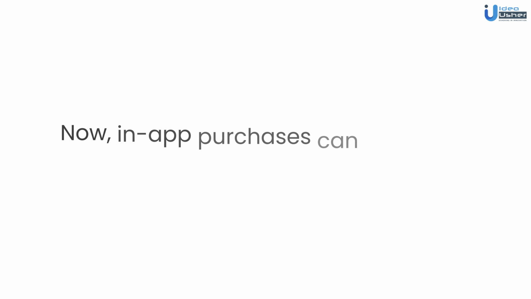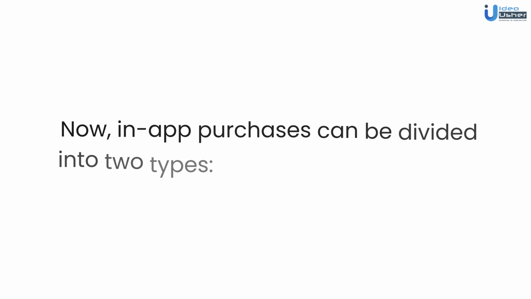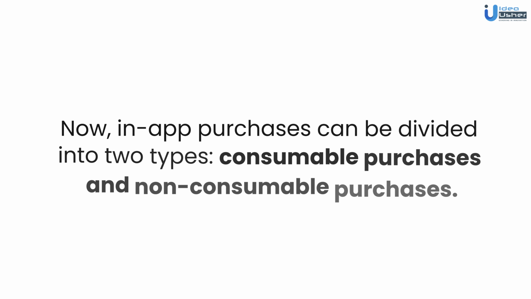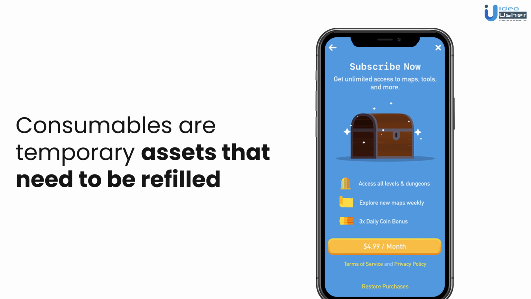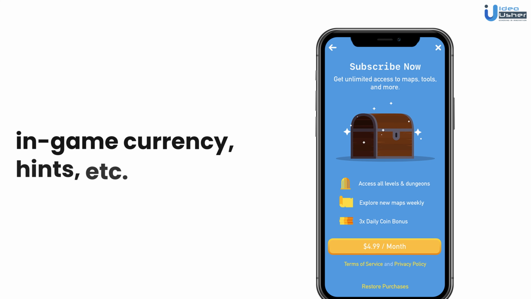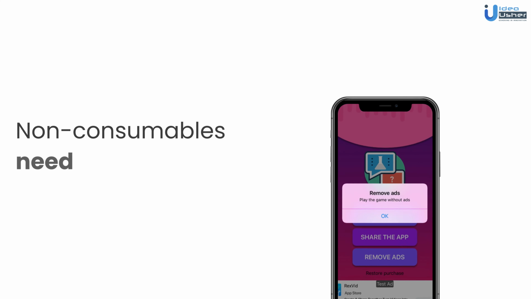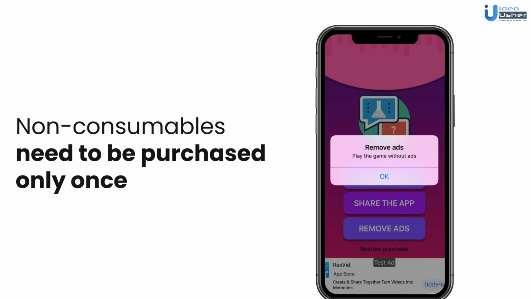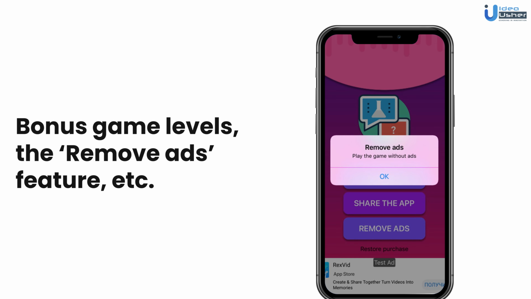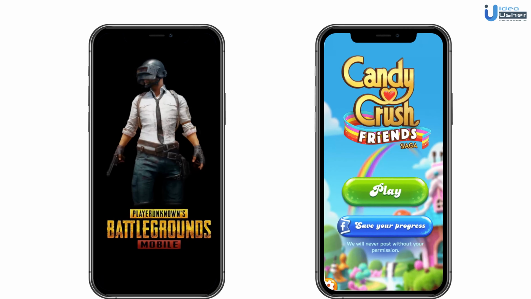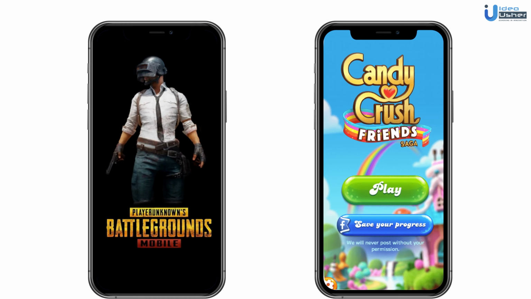Now, in-app purchases can be divided into two types: consumable purchases and non-consumable purchases. Consumables are temporary assets that need to be refilled once they are over. For example, in-game currency, hints, etc. Non-consumables, on the other hand, need to be purchased only once. For example, bonus game levels, the remove ads feature, etc. Many popular gaming apps like PUBG, Candy Crush and more have in-app purchases that bring revenue.